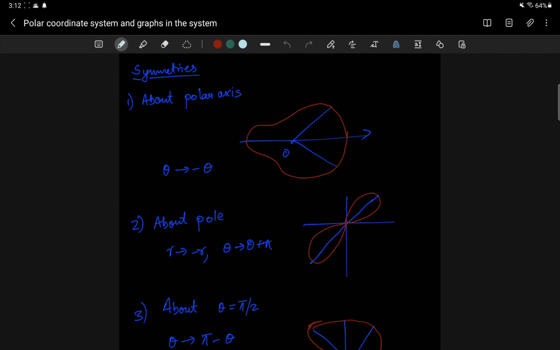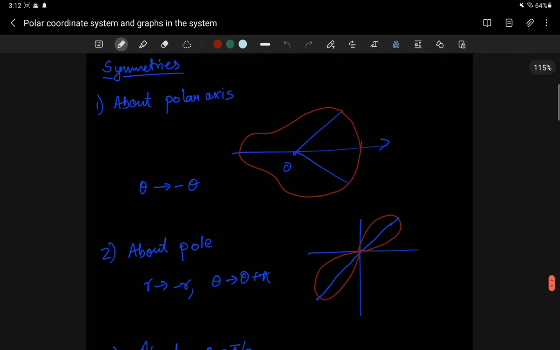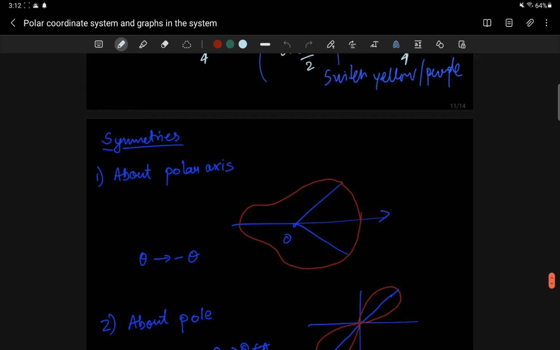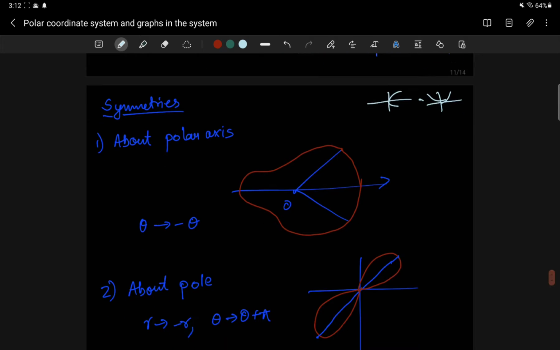So we're going to talk about symmetries in the polar coordinate system. Now, why are symmetries useful? For example, we looked at the two cases in rectangular coordinates where you can have symmetries about the y and x axis, which means that figuring out what the graph looks like on one side is enough to figure out what the graph looks like on the other half or other quarter. So the same idea holds for polar coordinates.